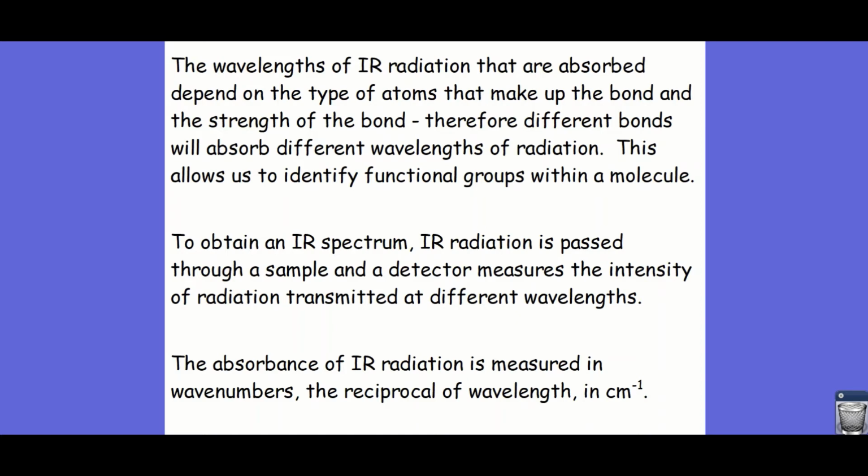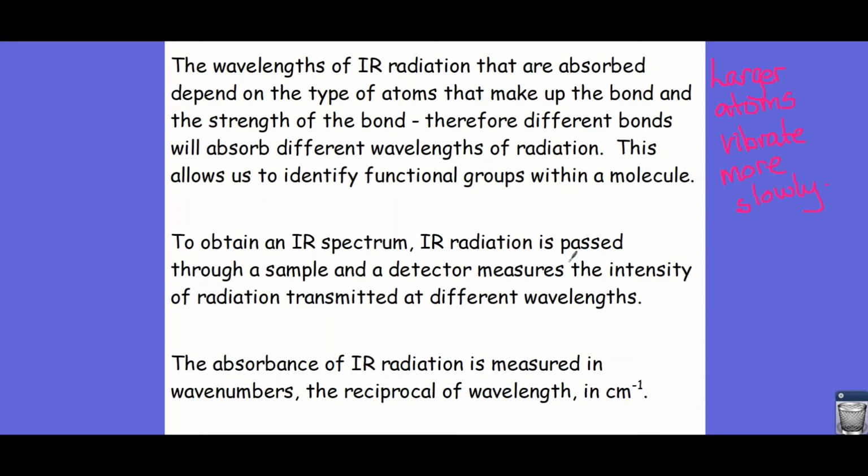Now, a couple of things to point out here. I'll let you read this. But different wavelengths of infrared radiation are absorbed depending on the different types of atoms that make up the bond, and then the strength of the bond. So larger atoms, it's maybe good to take a wee note, larger atoms tend to vibrate more slowly than smaller atoms. Okay, so this little differentiation helps us to determine what bonds are present.